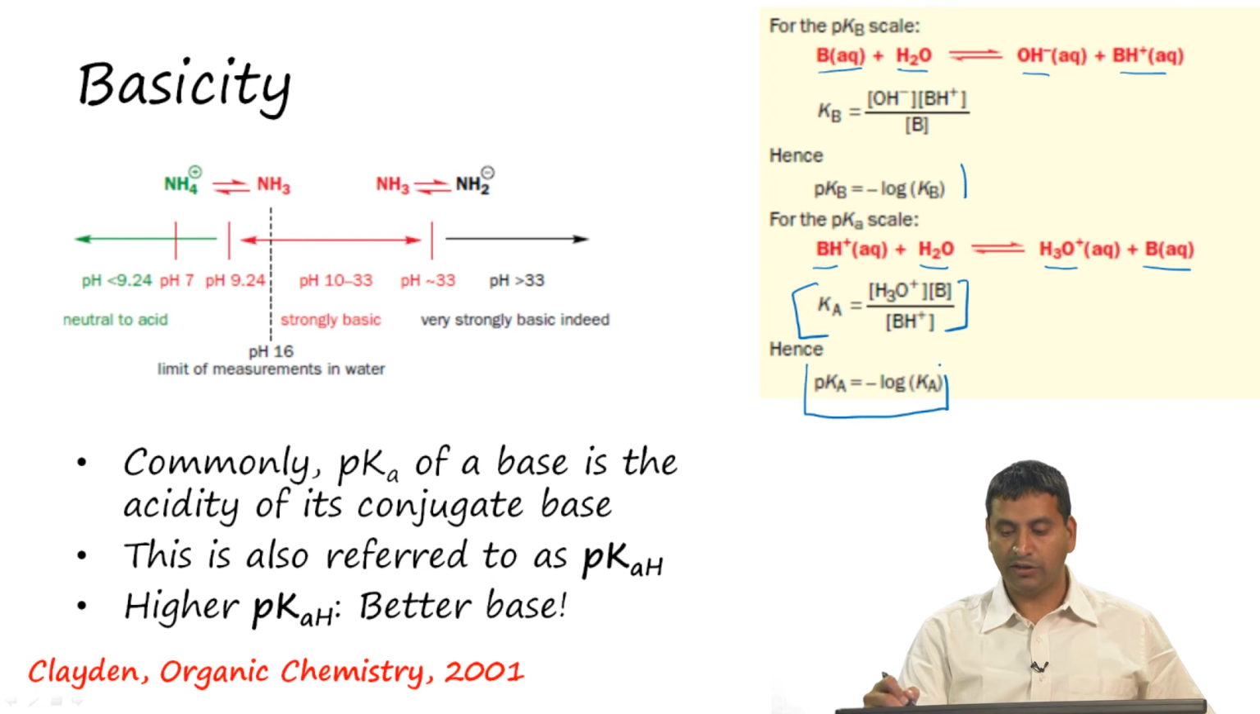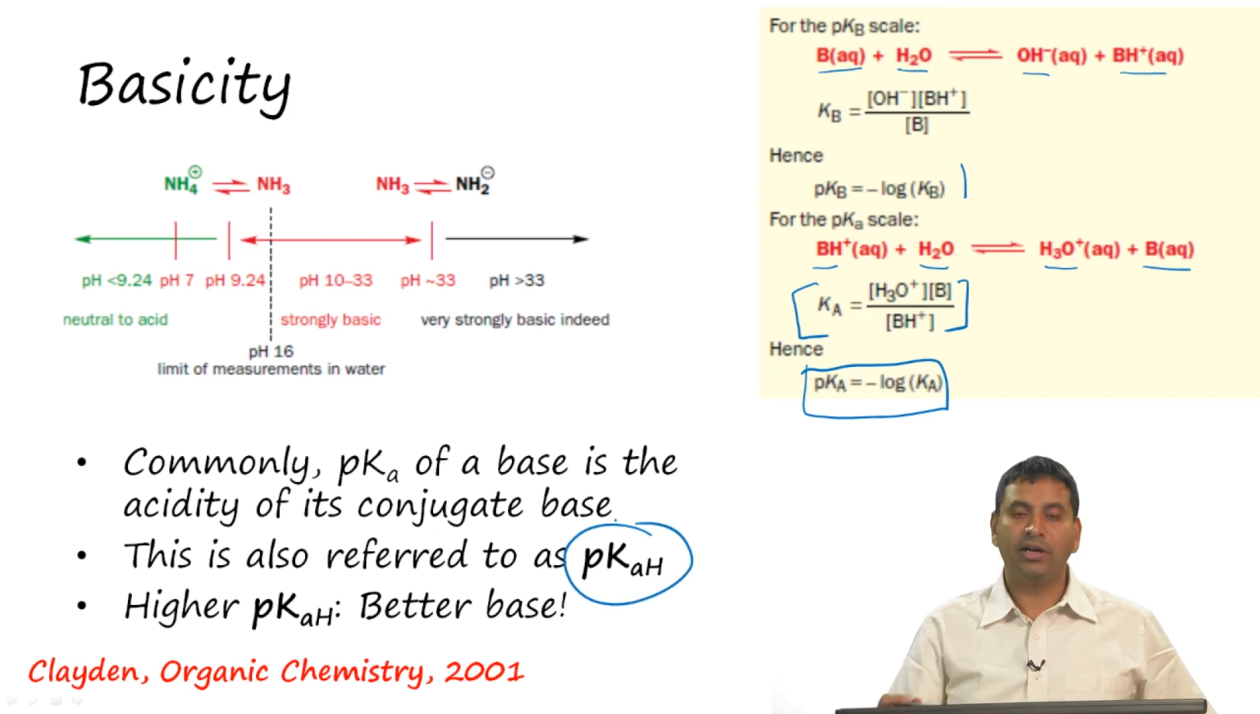Here pKa is nothing but the negative of log of Ka. Commonly, the pKa of a base is the acidity of its conjugate acid, so it is also referred to as pKaH. It is not a very commonly used term, but pKaH is a measure of the acidity of the conjugate acid. So, the higher the pKa, the better the base.